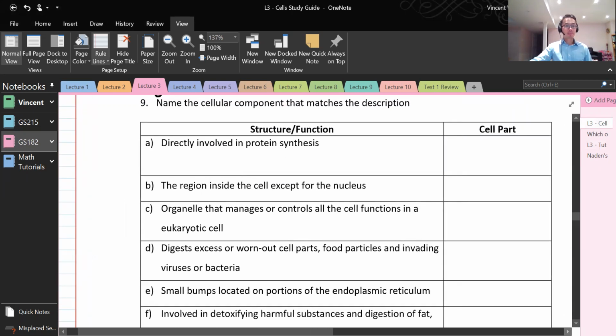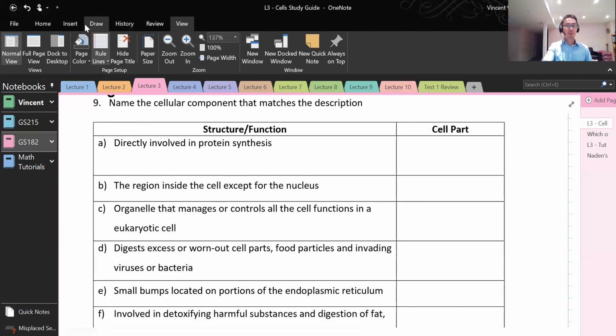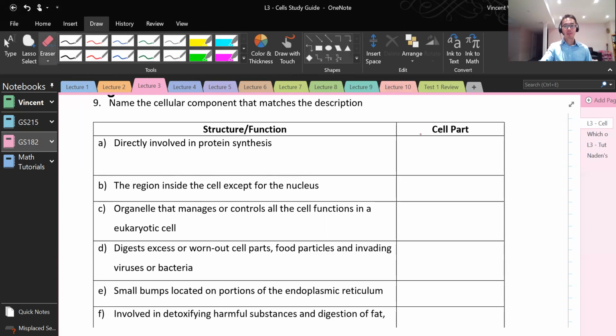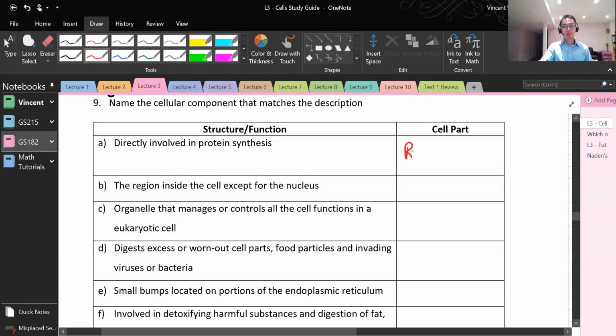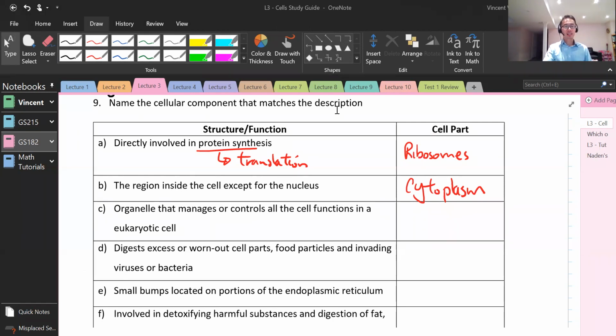Let's quickly take this up. First one, directly involved in protein synthesis. That would be the ribosome, in the process of translation, right? Protein synthesis is translation. The region inside the cell, except for the nucleus, that would be the cytoplasm. The gel-like fluid that exists in the cell where everything floats.